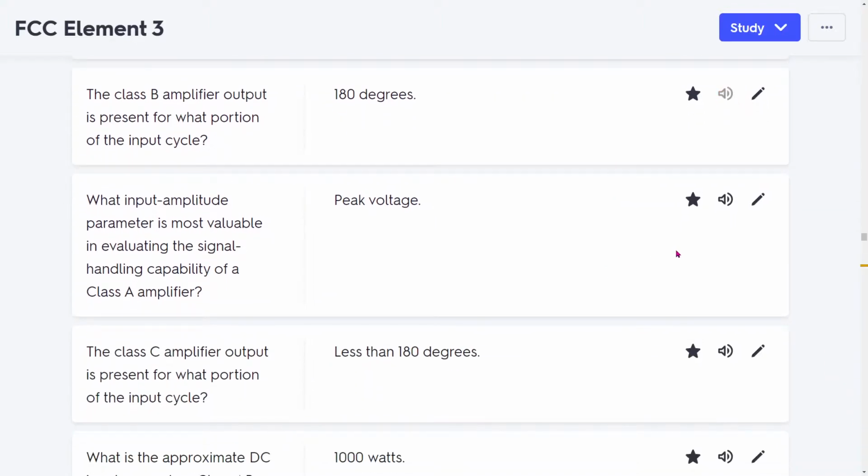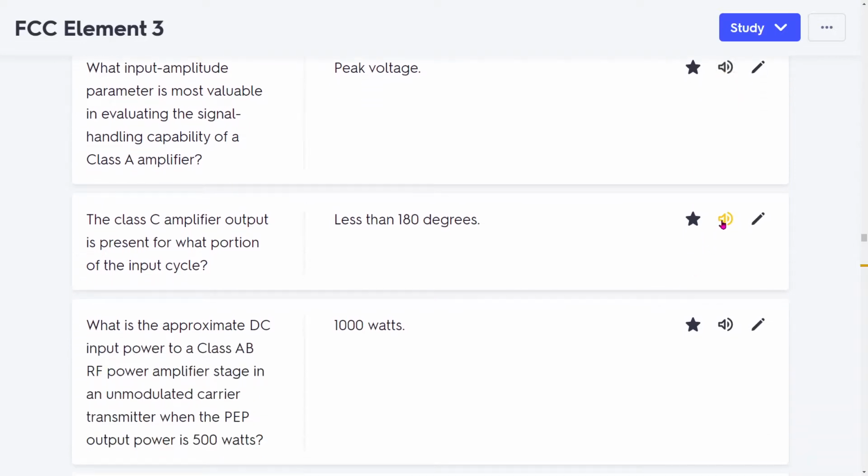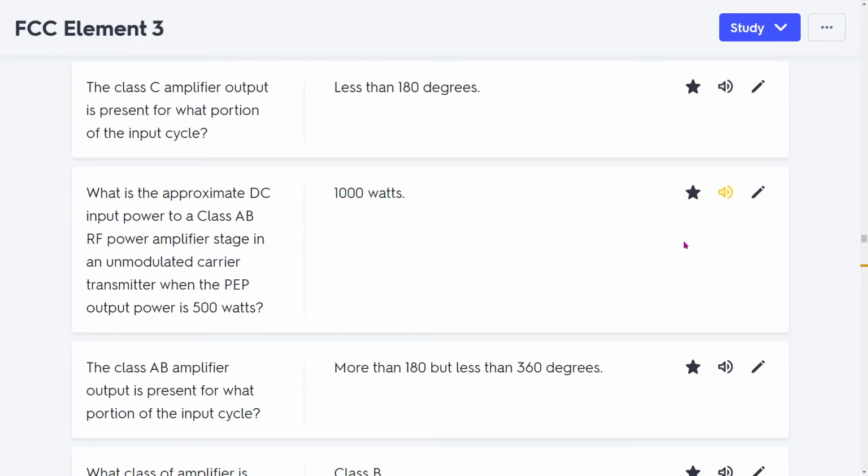The Class B amplifier output is present for what portion of the input cycle? 180 degrees. What input amplitude parameter is most valuable in evaluating the signal handling capability of a Class A amplifier? Peak voltage. The Class C amplifier output is present for what portion of the input cycle? Less than 180 degrees. What is the approximate DC input power to a Class AB RF power amplifier stage in an unmodulated carrier transmitter when the PEP output power is 500 watts? 1000 watts.